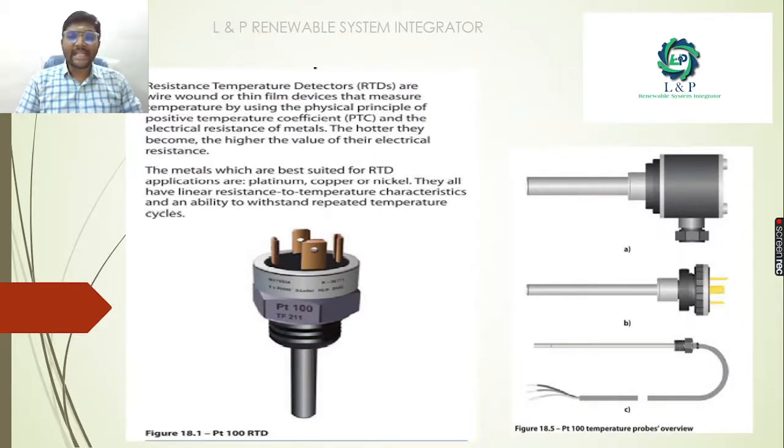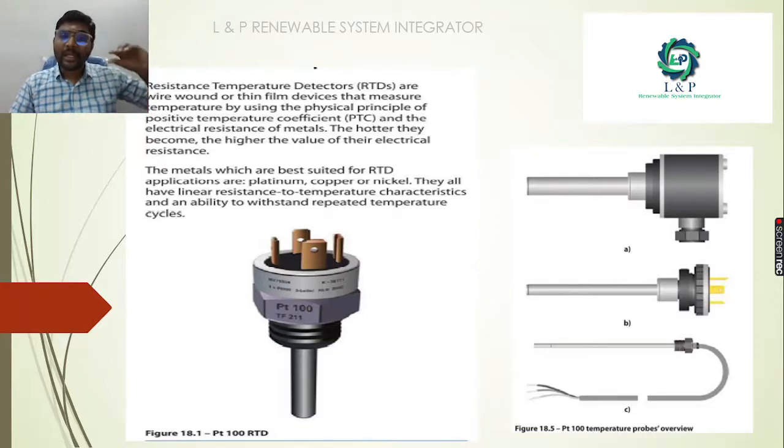RTD is a resistance temperature detector. It works on the principle of resistance. These are wire wound or thin film devices which measure the temperature by using the physical principle of positive thermal coefficient and the electrical resistance of the metals. So the hotter they become, the higher the value of the electrical resistance. It means if the element is feeling heat, based on the positive thermal coefficient principle, its electrical resistance increases.